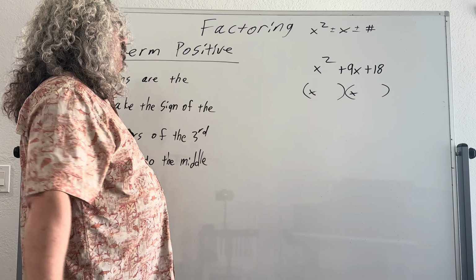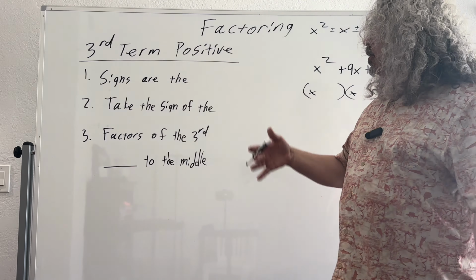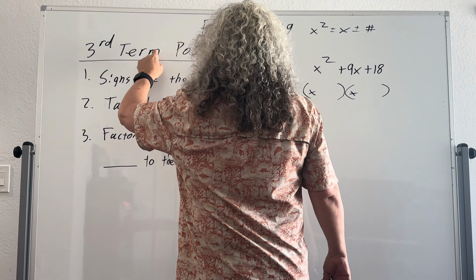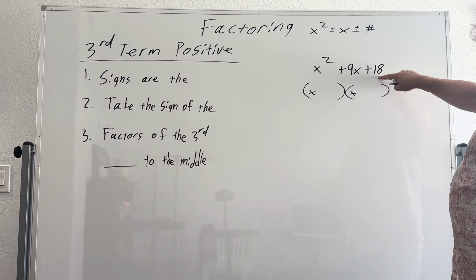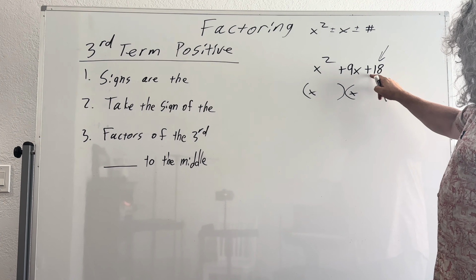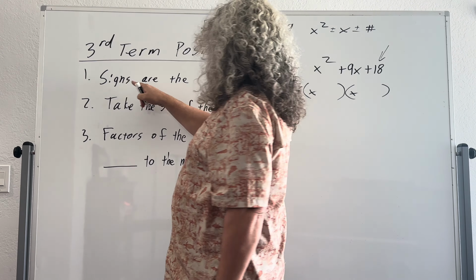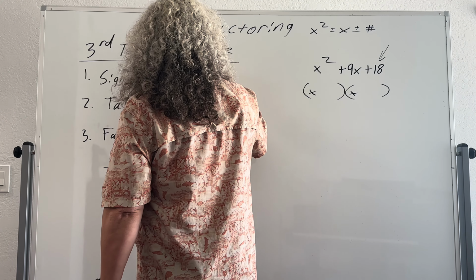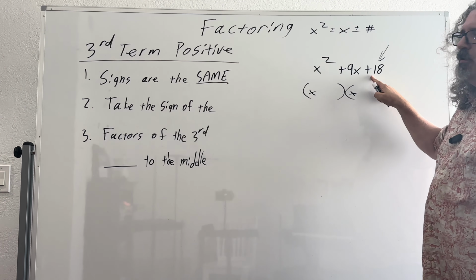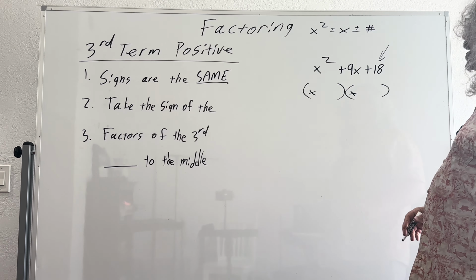Okay, so anyways, let's go to this. I have these 1, 2, 3, and I've got a study sheet that's online that you can use to help you, but I'm going to explain what this is. If the third term is positive, so look at the question, the third term is right there, the constant, the number. If the third term is positive, I know three things. Number one, signs are the same. As soon as I see that the third term is positive, it either has to be plus plus or minus minus.